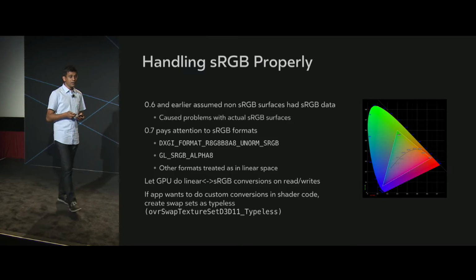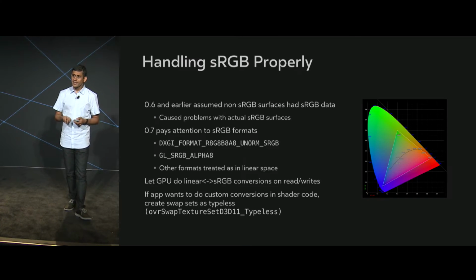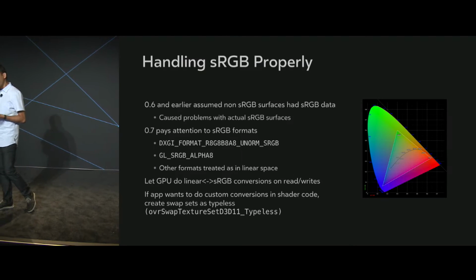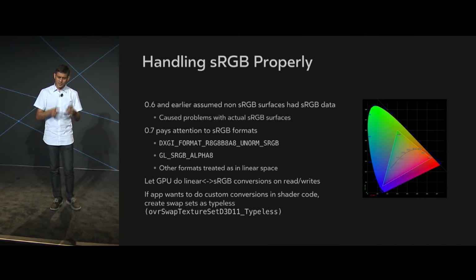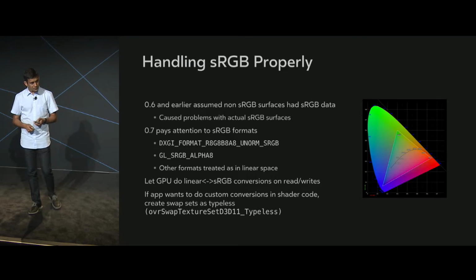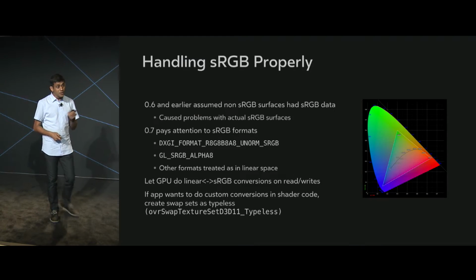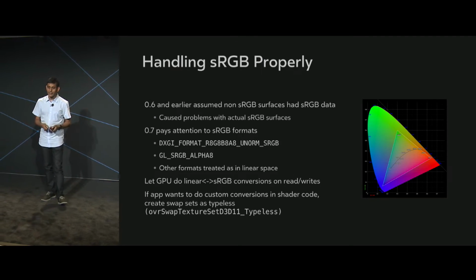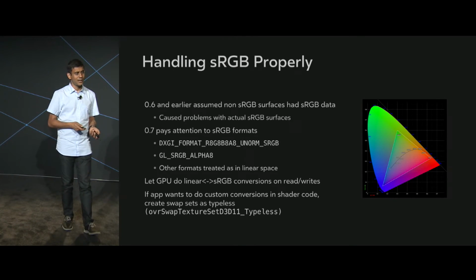Another thing that we changed is the way we handle sRGB color space. In our older SDKs, we assumed that all eye buffers' contents were in sRGB. However, it caused problems if the surface is actually marked as sRGB, because we just assume that by default everything is sRGB. 0.7 actually pays attention to the sRGB formats. So if you use DXGI or OpenGL to tag a texture as sRGB, we will treat its content as that, and then anything that is not tagged as such will be treated as being in linear space.